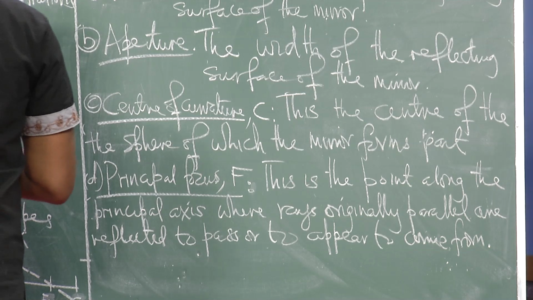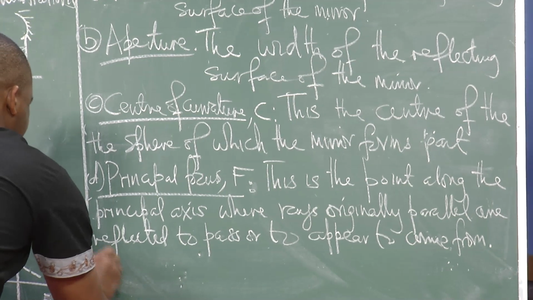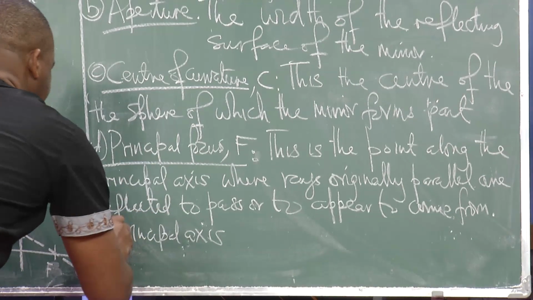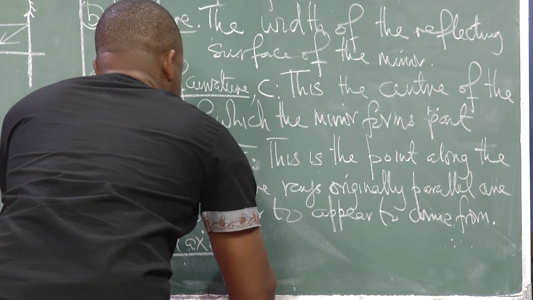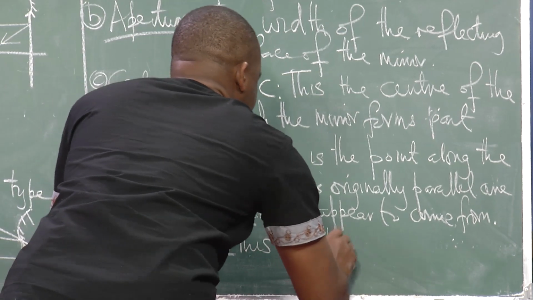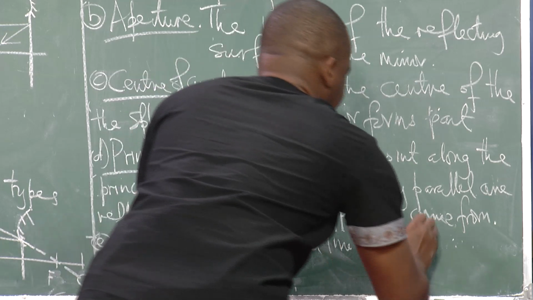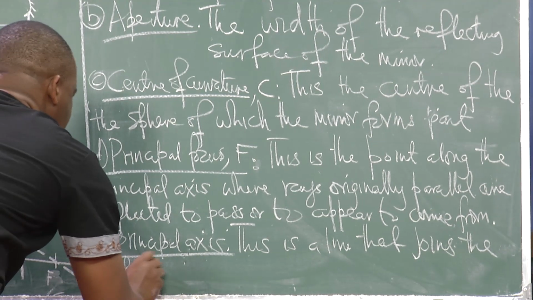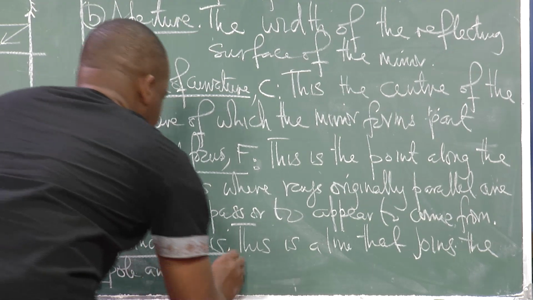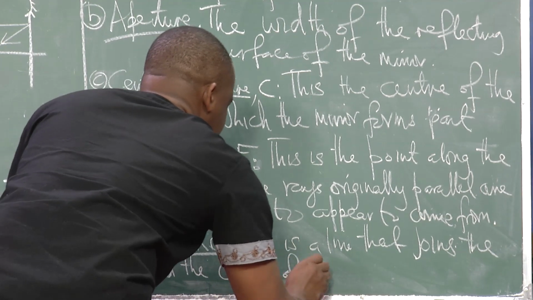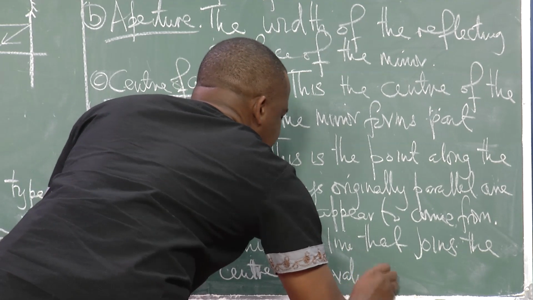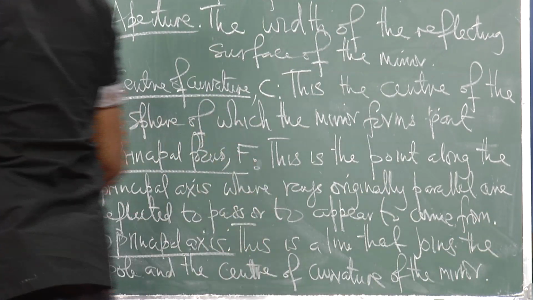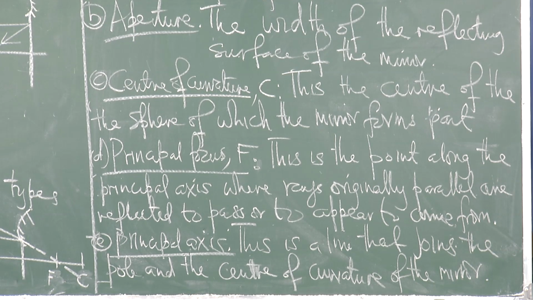We can also look at the principal axis itself. The principal axis is ideally a line that joins the pole and the center of curvature of the mirror.